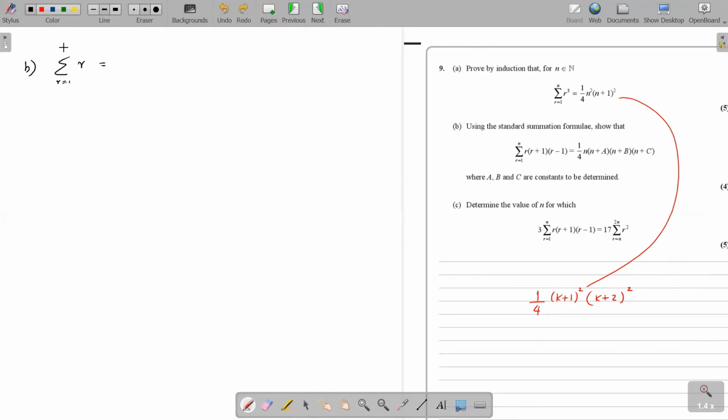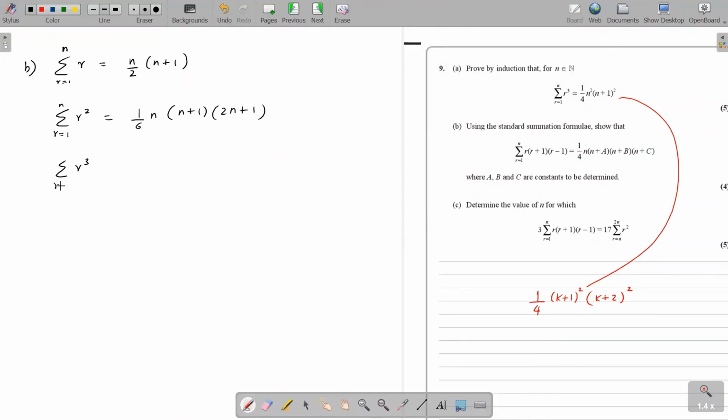Yeah, the summation of r from 1 to n is n over 2, n plus 1. Can I also know the summation of r square from 1 to n? 1 over 6, n, n plus 1, 2n plus 1. Check on this, please.